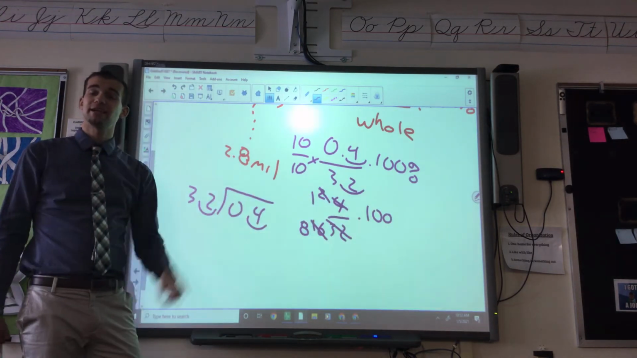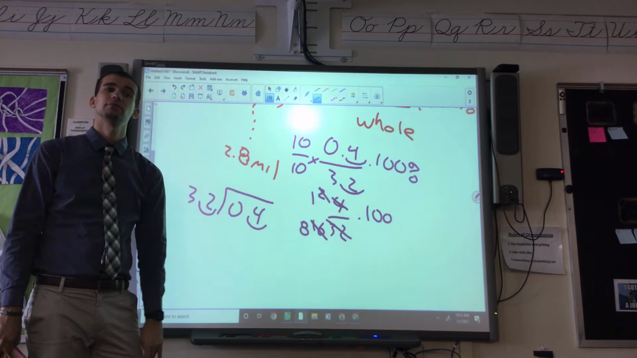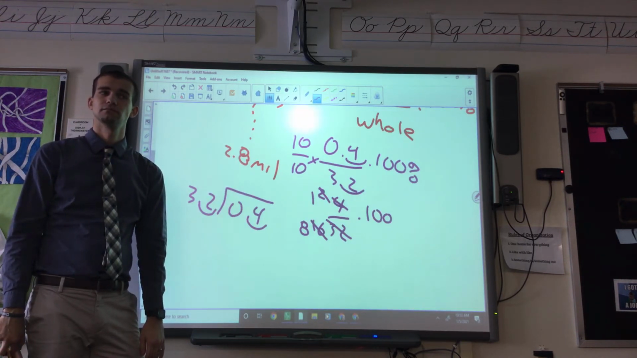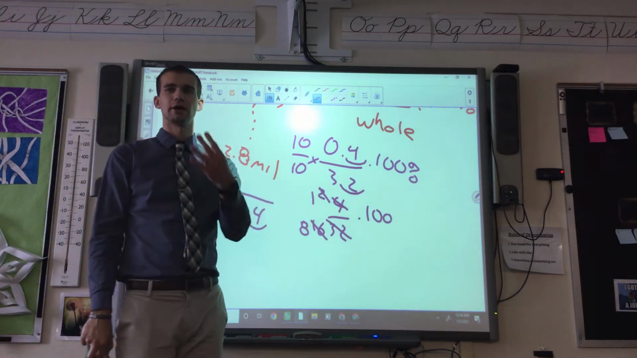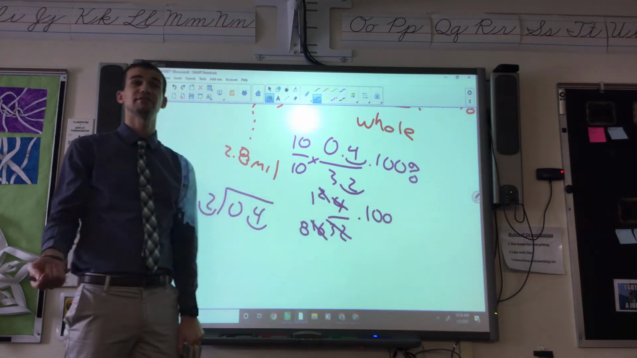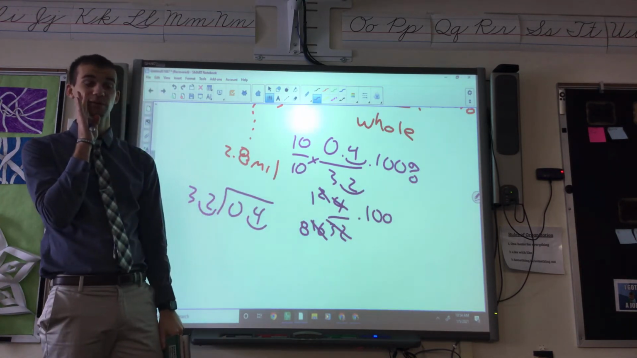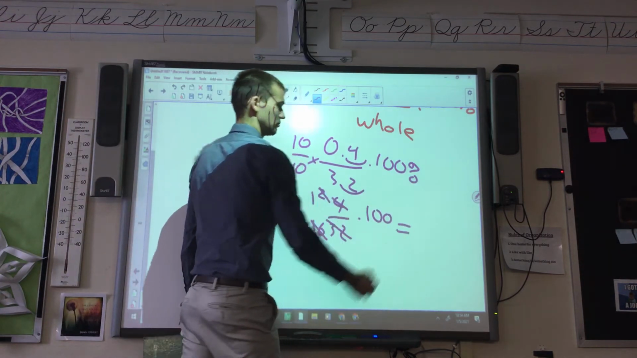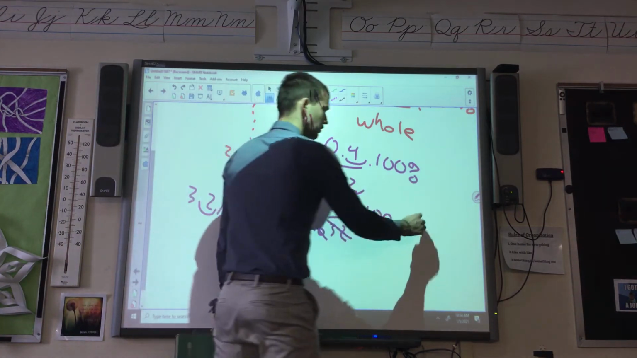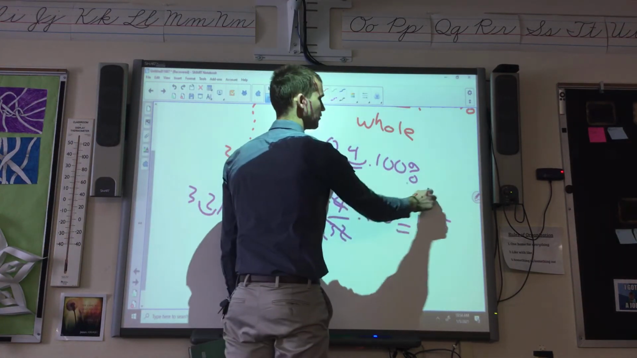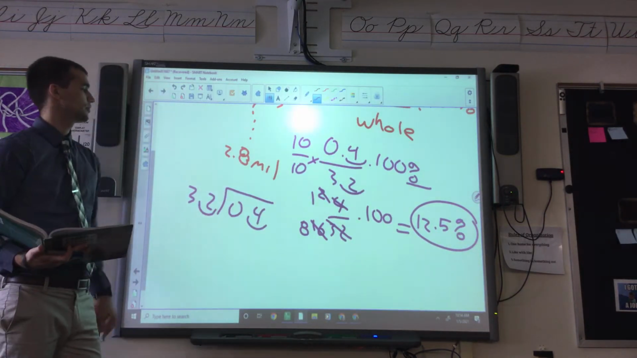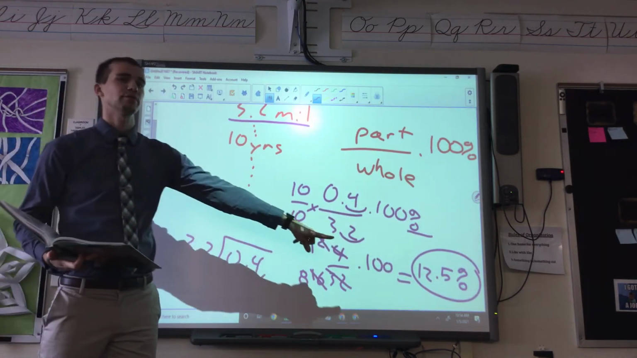100 divided by 8. Think, 100 divided by 4 is... think of quarters. There are 4 quarters in a dollar. How much is a quarter worth? 25 cents. So 100 divided by 4 is 25, and 100 divided by 8 would be 25 divided by 2. What is 25 divided by 2? 12.5. Don't forget your percent. So your city is changing in population by 12.5%.